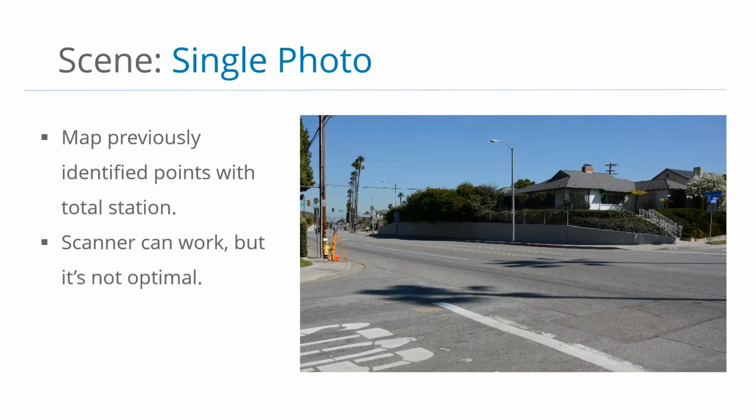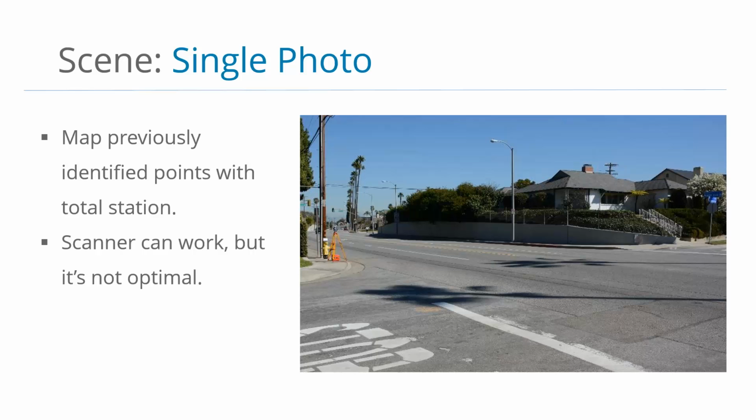So you map these previously identified points. I generally like to do it with a total station. You can use a scanner, and I've used scanner data several times. It's a little bit more cumbersome because you're dealing with millions of points as opposed to just 30 or 60 points, whatever you map with a total station. It's just a lot more streamlined with a total station.